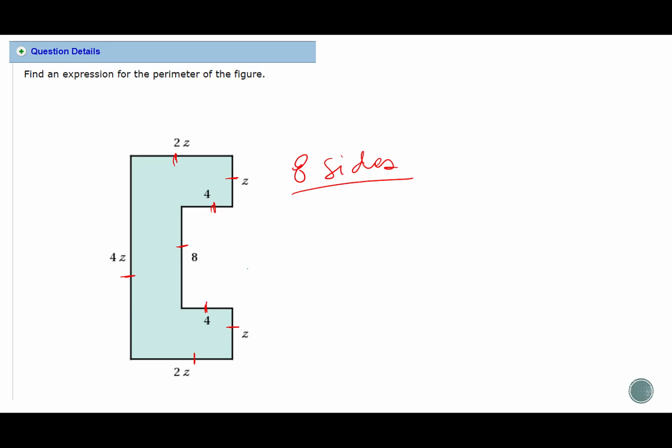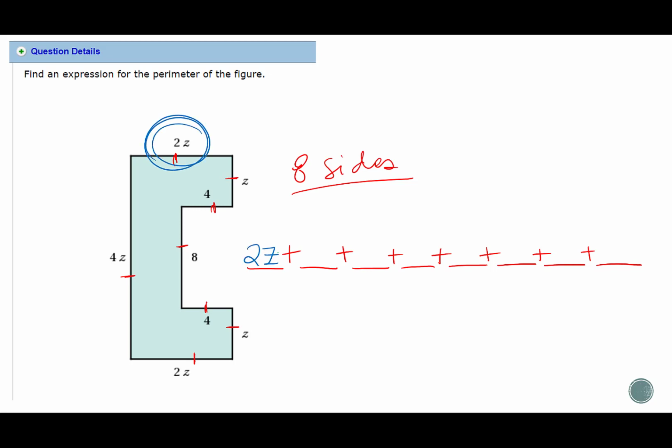And what I like to do is go ahead and draw out 8 lines, kind of like you're playing the game of hangman. And I know since it's perimeter, I'll be adding these values together, so I'll put plus signs between them. My strategy is to pick a measurement. I'm going to go back up here and start with 2z, write that one down on my first line, and then just trace the shape in a clockwise fashion.